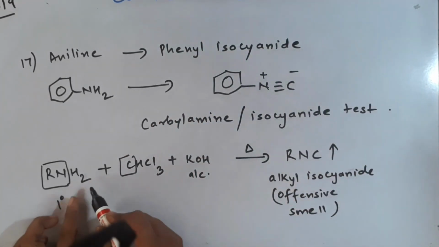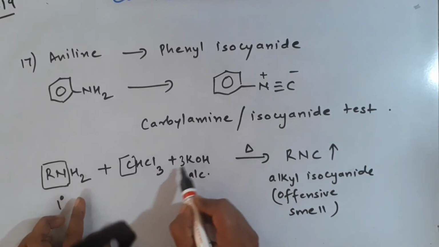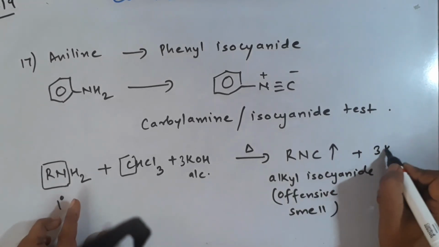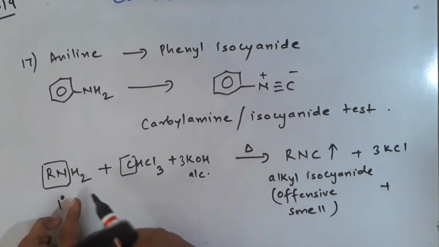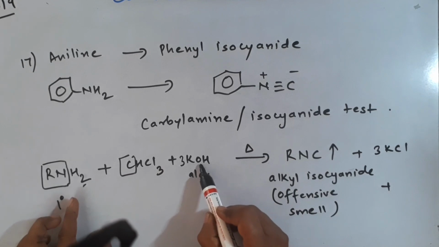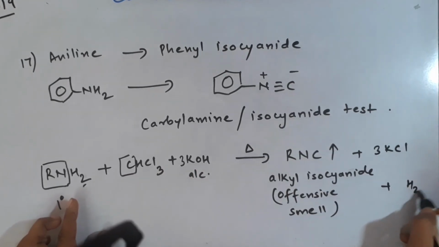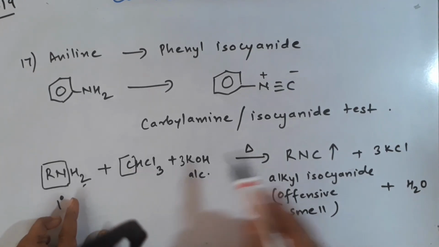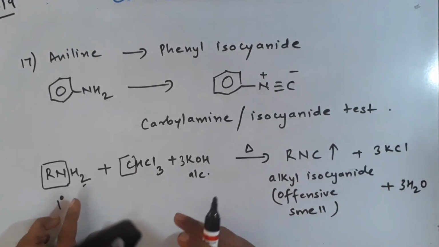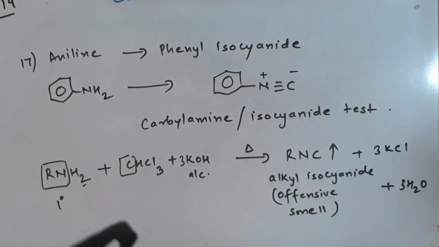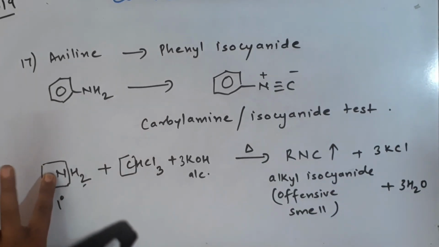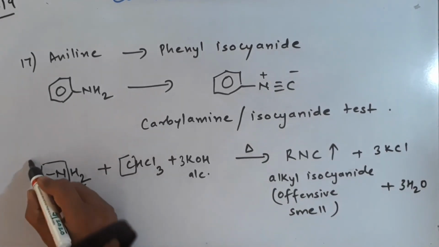What are the other products you can see here? Look at this, 3 KCl. What else is coming out? You can see water is also coming out, H2O. How many hydrogens are there? 2, 3 and 3, 6, 3 oxygen. Okay, so it's very easy to remember. This reaction is extremely easy. In the same way for aniline, which is an aromatic amine, you will just remove this R and write benzene over there.